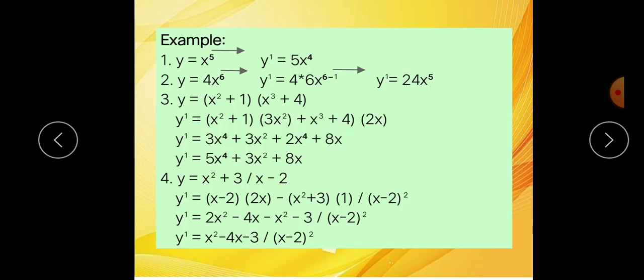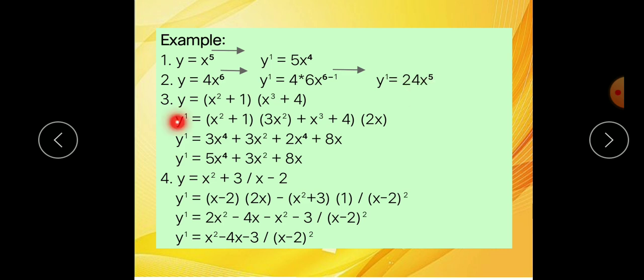These are examples of basic derivative rules. Number 1: y equals x to the power of 5, so y prime equals 5x to the power of 4. Number 2: the given is y equals 4x to the power of 6, so y prime equals 4 times 6x to the power of 6 minus 1, so y prime equals 24x to the power of 5.